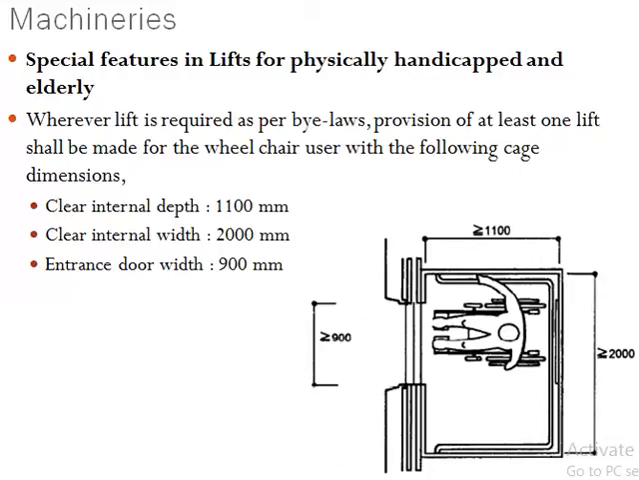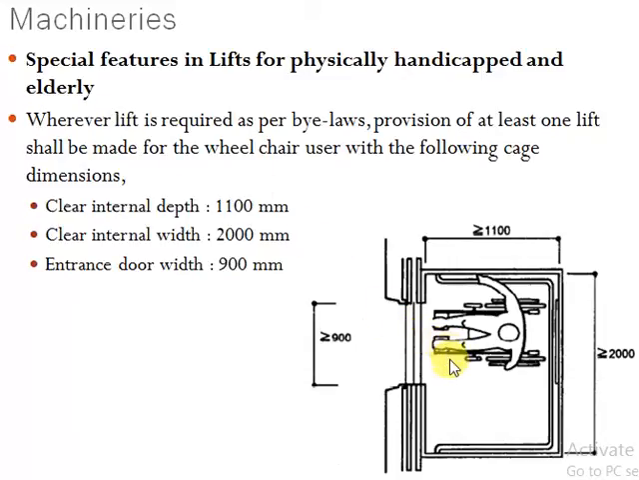When lifts started being used in buildings, people with disabilities found it very difficult to operate the lift. That's why the National Building Code made some special provisions or special features which are compulsory to be installed when you want to have a usable lift for a building. So these special features are discussed here.